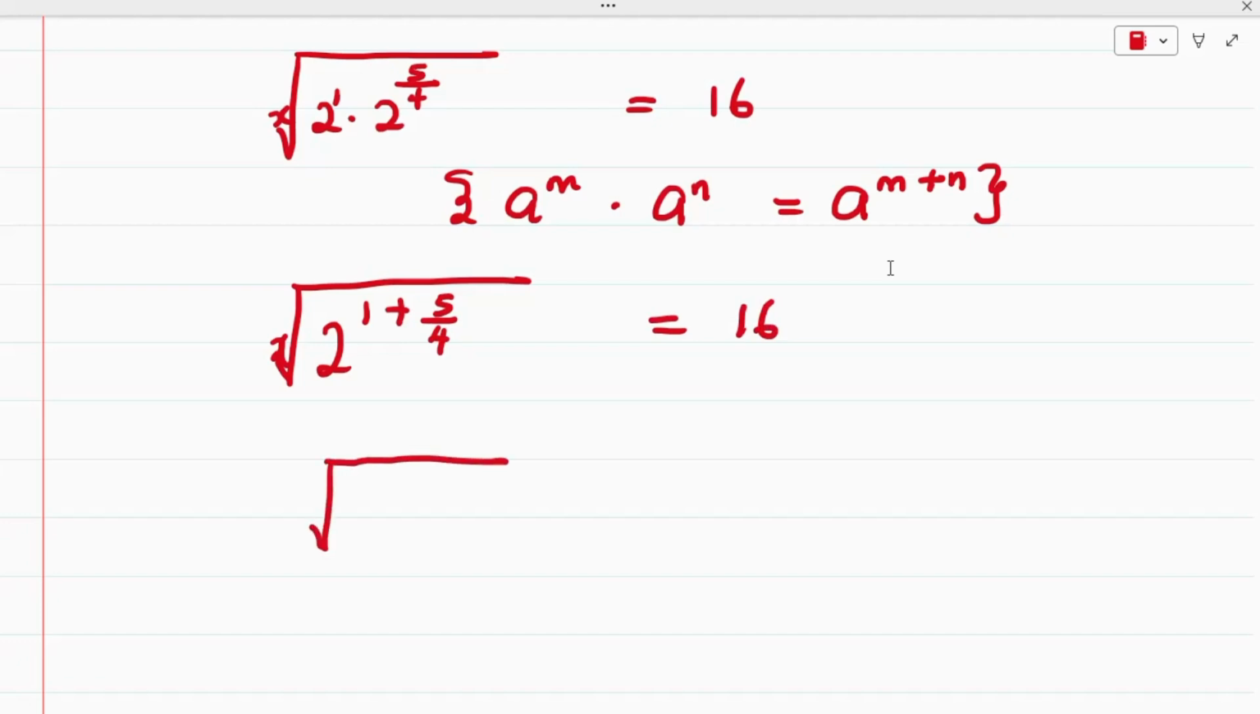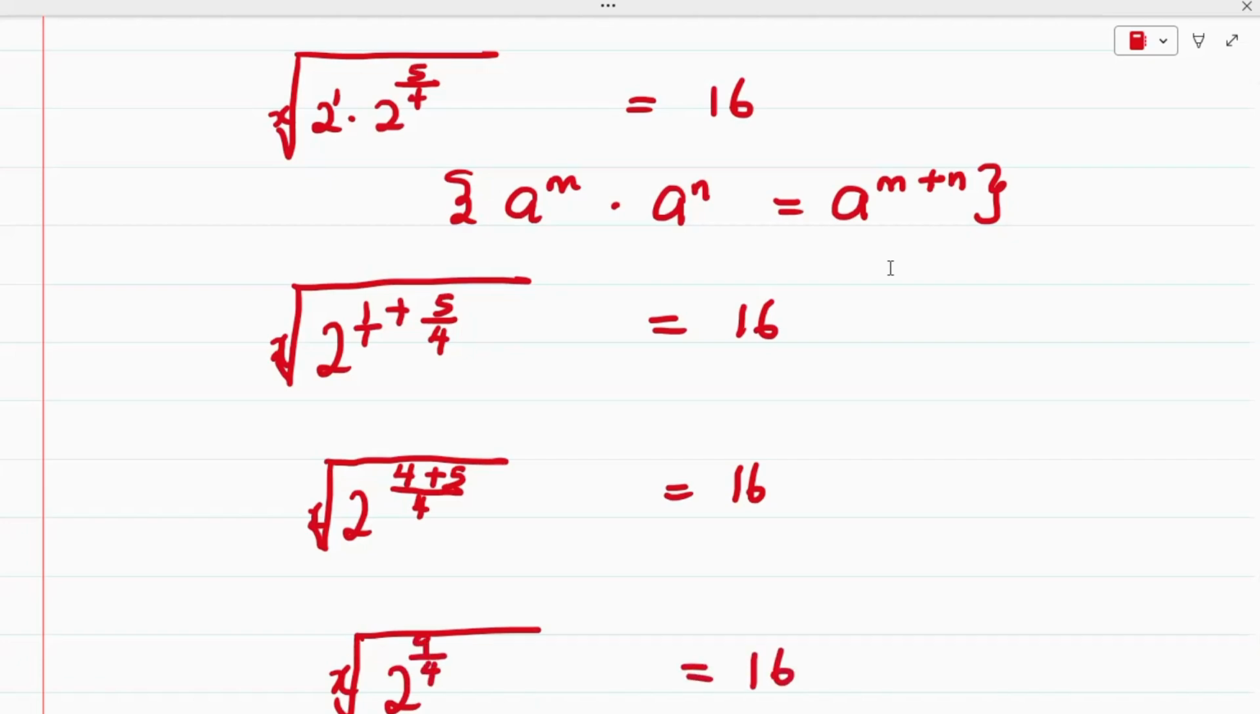So we have the x root of 2 raised to the power of, the LCM there is 4, and this is over 1. So 1 times 4 is 4, 4 times 1 is 4, plus 1 times 5 is 5, which is equal to 16. So we have the x root of 2 raised to the power of 4 plus 5 is 9 over 4, and this is equal to 16.